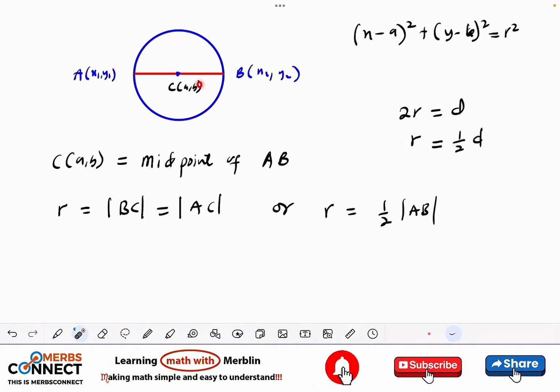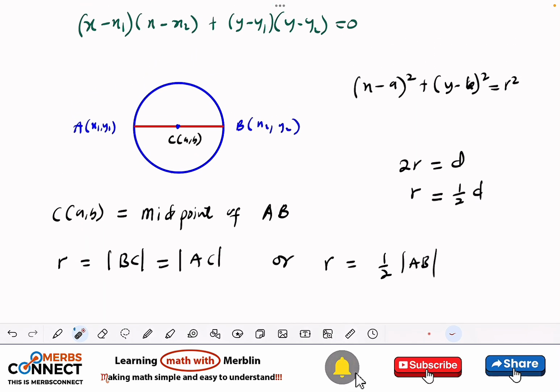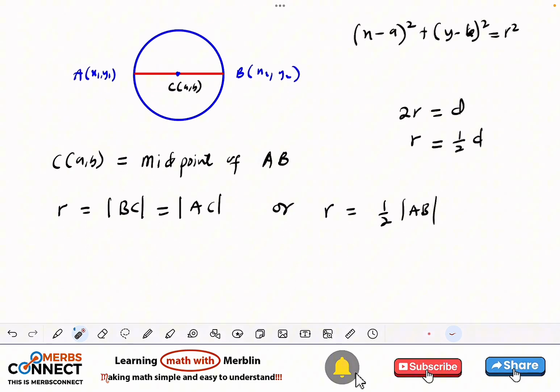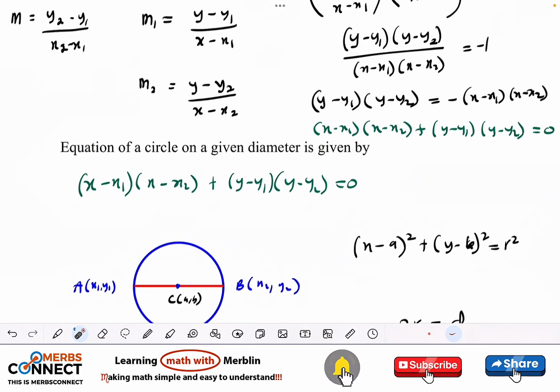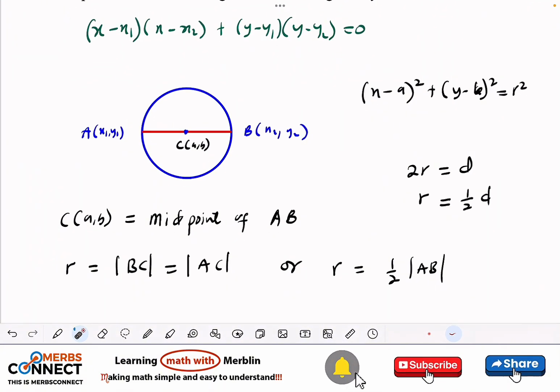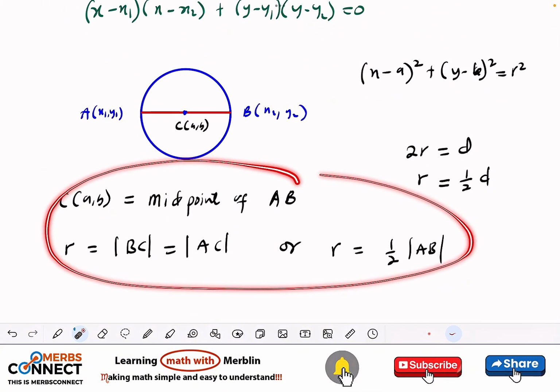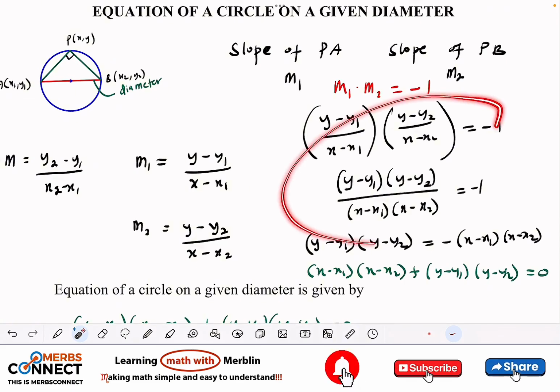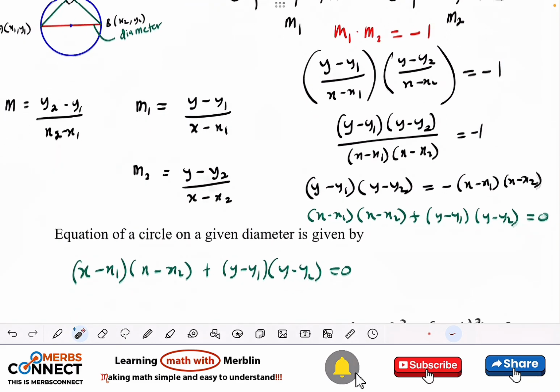So if I don't want to find the center and use the center and one of the points to find the radius, then I can just find the distance of AB and take half of that, and that is going to give me the radius. So basically, these are the two ways of solving the equation of a circle on a given diameter. Either I choose this or I choose this approach to solve. Basically, that is what I need to do.